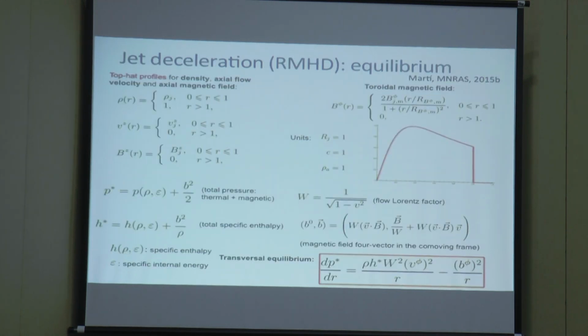This is a complicated setup. We have top hat profiles. This means constant values inside and then constant value outside with a discontinuity for density, axial velocity, axial field. And we have this structure for the toroidal field. It comes from numerical simulations by Lind et al. in 1989. It gives you an axial current along the axis and return current along the jet boundary. And we solve the transversal equilibrium equation.